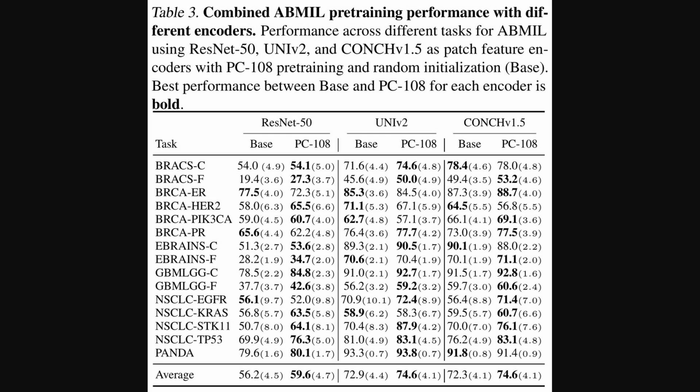Alright, so we know pre-training is powerful no matter how you apply that knowledge. This table digs into yet another layer, the specific encoder you use inside the model. An encoder is the part of the model that looks at all the little patches from a huge slide image and boils them down into a set of key features. Here, we're looking at 3 different encoders, ResNet50, UNI2, and CONCH v1.5. For each one, we're comparing its performance starting from scratch, which is the base column, versus using that big PC108 pre-training. And the takeaway is pretty clear. Pre-training provides a consistent boost across the board.